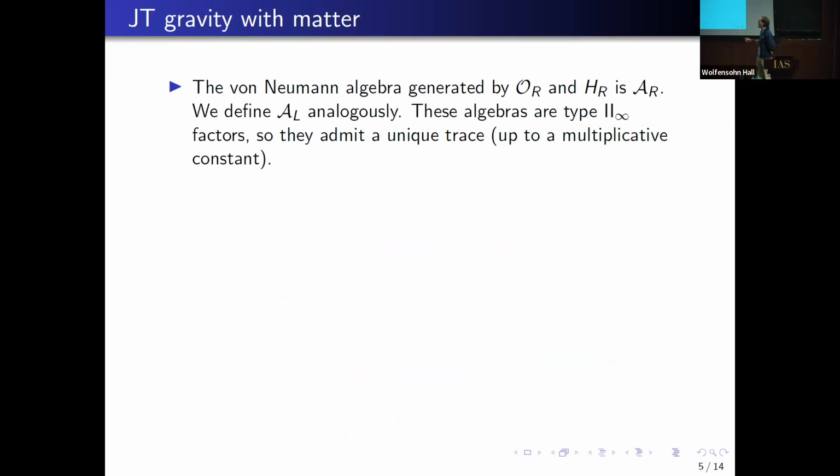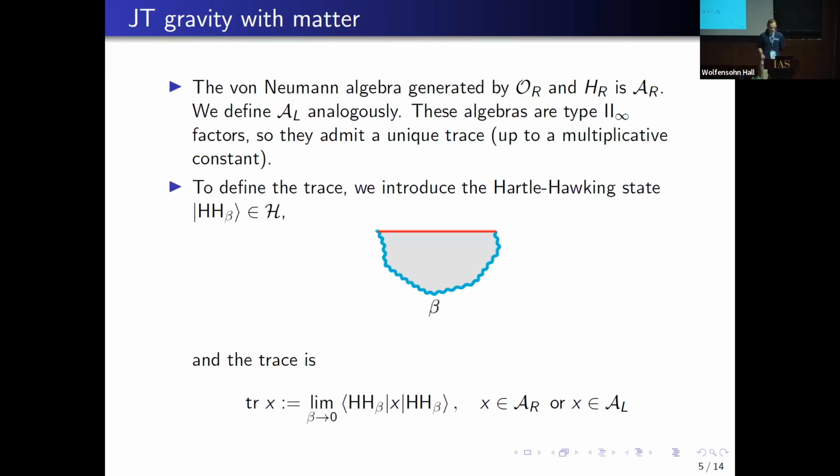So now we can use the operators O_R and H_R to generate a von Neumann algebra, which I will call A_R. And we can define the von Neumann algebra A_L analogously. So a result of this work is that these algebras are type II-infinity factors. And basically this means that they admit a unique trace up to a multiplicative constant. So this is how we're going to define the trace.